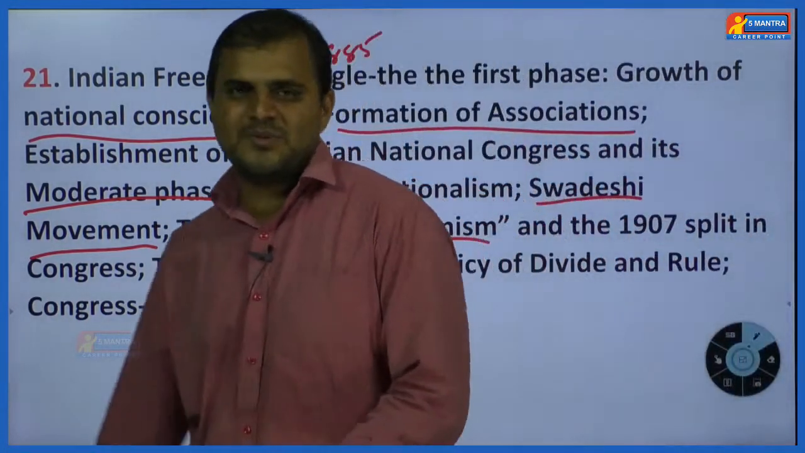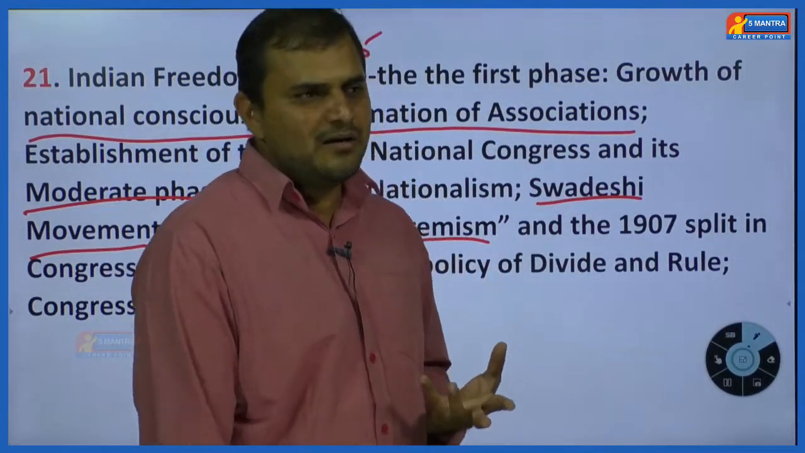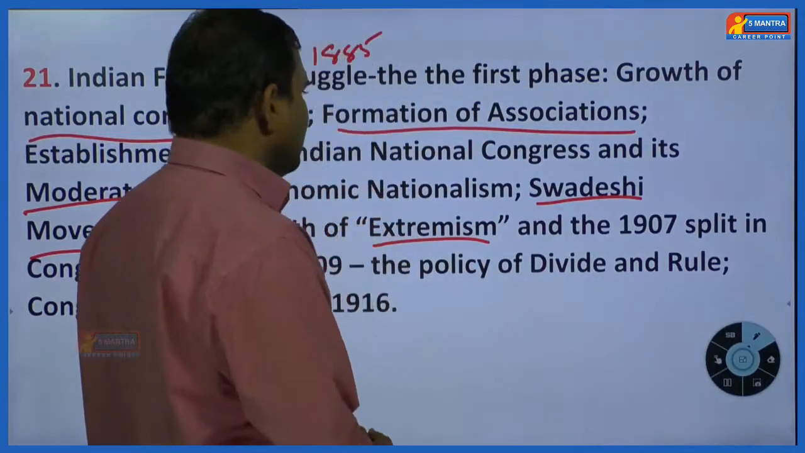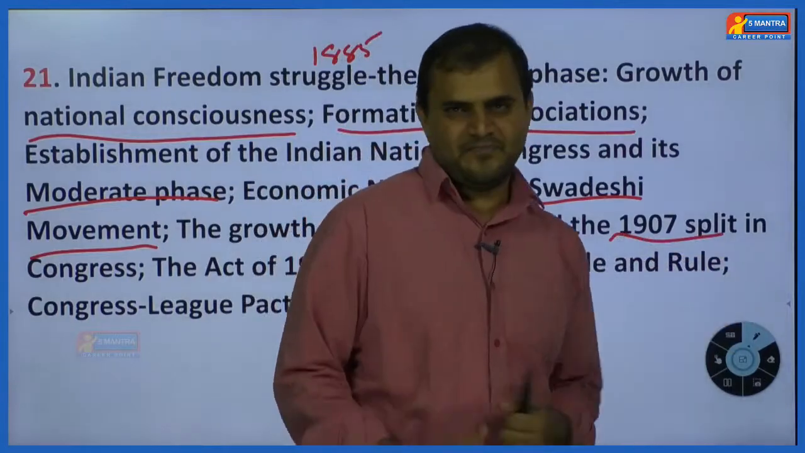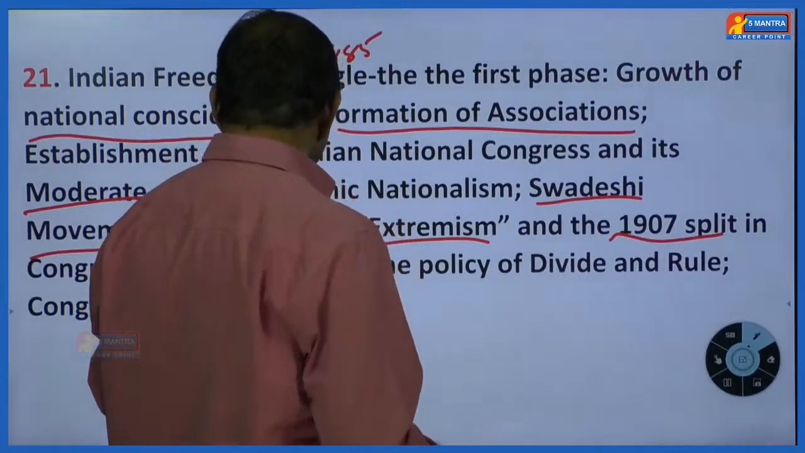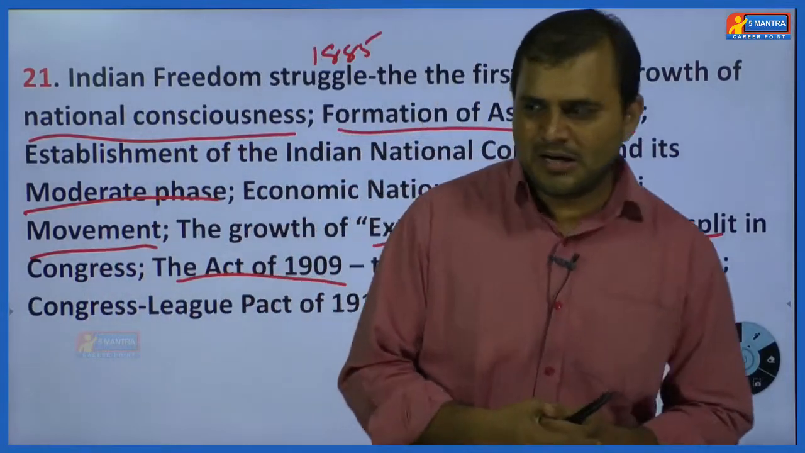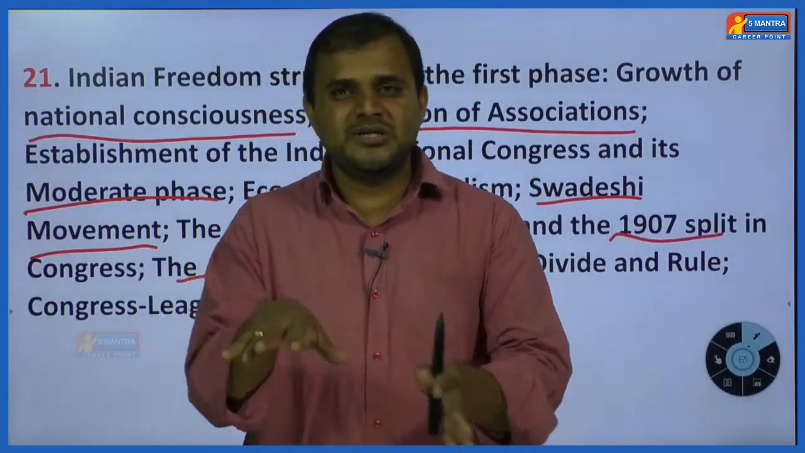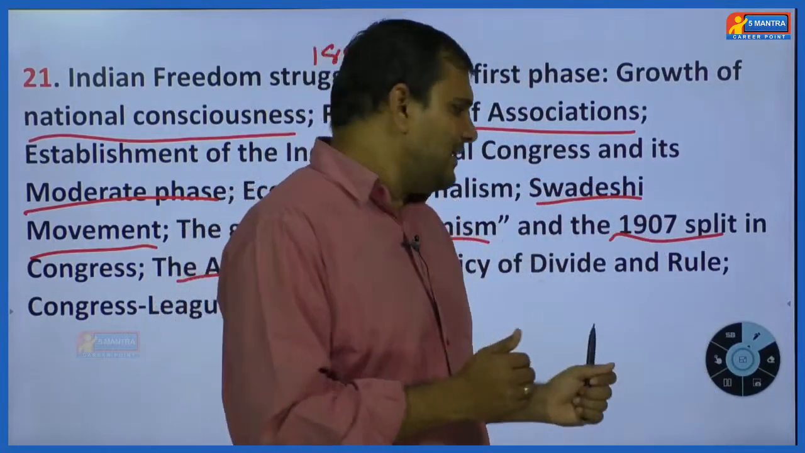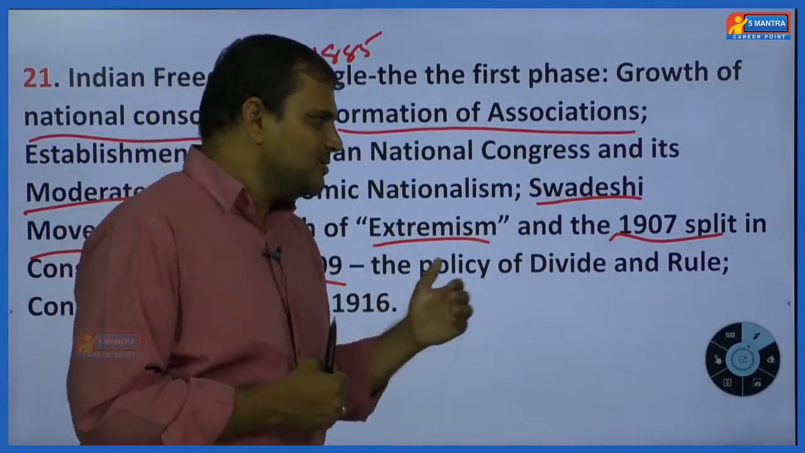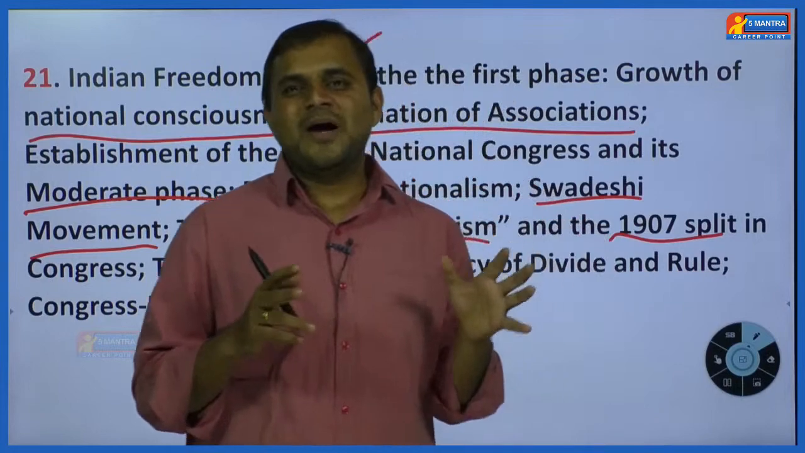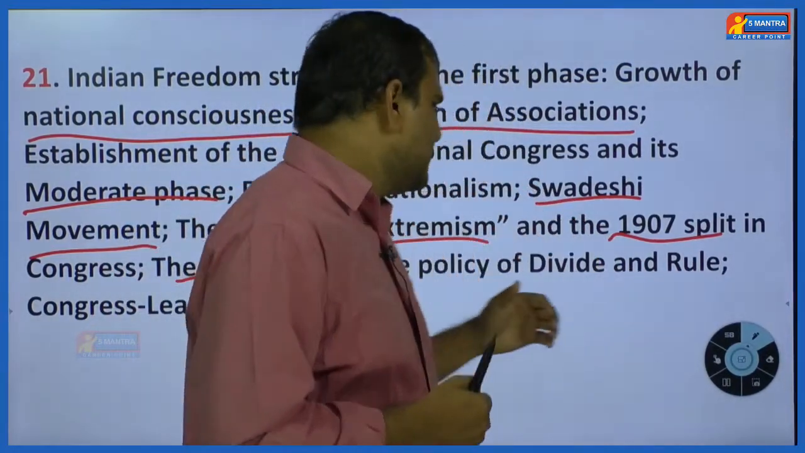Growth of extremism, reasons for the rise of extremism, why Bal Gangadhar Tilak, Bipin Chandra Pal, and Lala Lajpat Rai became extremists. And the 1907 Surat split, why Congress split into two parts. In this chapter we also discuss the 1909 Minto-Morley reforms, especially related to history. In polity they discuss the 1909 Minto-Morley reforms in depth, but in the history part we discuss only the split and the 1909 Minto-Morley reforms, that is, creation of separate electorates for minorities. In-depth questions may come from this chapter.